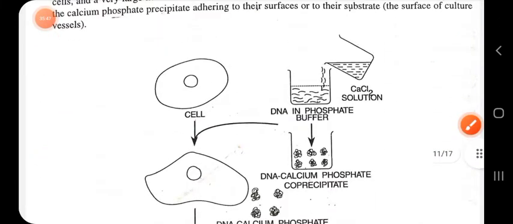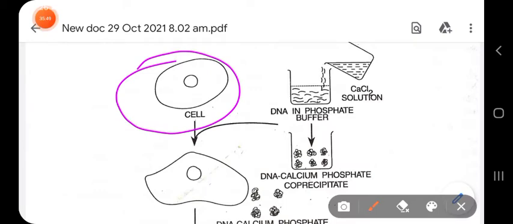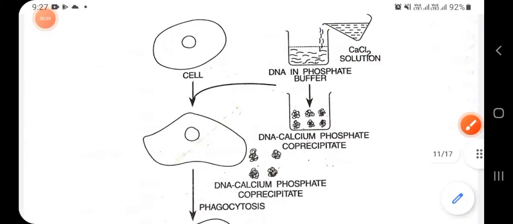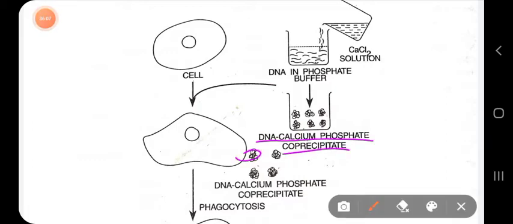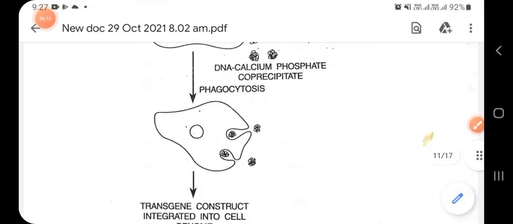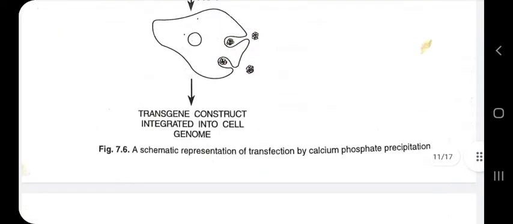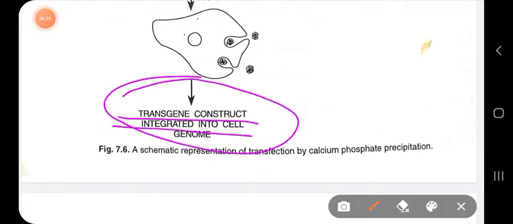So let's see the diagram. Here we can see the target cell. Here we can see the DNA in phosphate buffer. We are introducing calcium chloride solution into this phosphate buffer where the DNA is there, and it forms a precipitate called DNA calcium phosphate co-precipitate. Now this co-precipitate is allowed to be phagocytosed by the cell, and by the process of phagocytosis, they are engulfing that DNA calcium phosphate co-precipitate, and we can introduce our target DNA into the target cells, right?